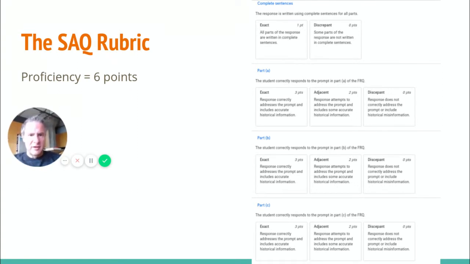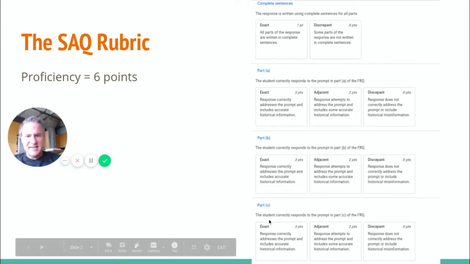And the way the SAQ rubric is set up is there is 1 point if you used complete sentences in all three parts of your response, or 0 points if you did not. That's an all or nothing. Are your answers complete sentences? You get a point. If not, you don't.